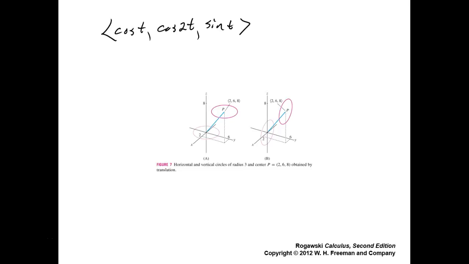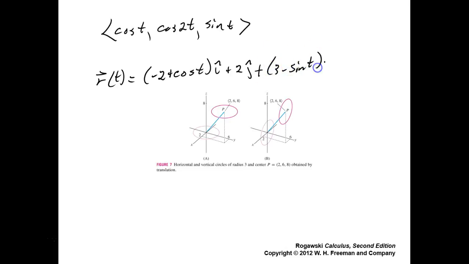Number 4. What is the center of the circle with the following parameterization? I think I can get this one on here. R of t, this is the parameterization. Parametrization. I always put a ter in there, but it's parametrization. And they write it in IJK format, so this is minus 2 plus cosine t I plus 2j plus 3 minus sine t k. All right. What is the center of the circle with that parameterization?